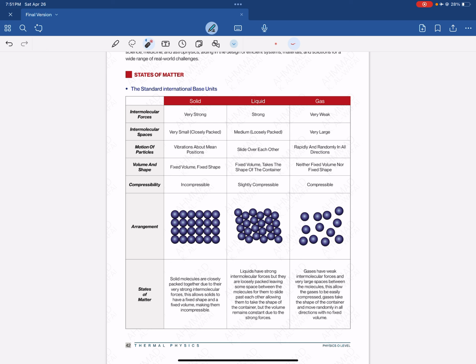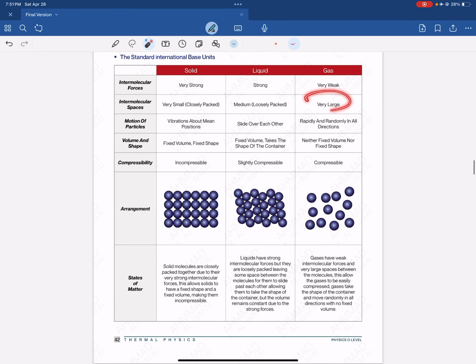In the gases, the intermolecular forces are very weak. They tend to have very large spaces. They move randomly and rapidly in all directions. They don't have a fixed volume or a fixed shape. So they are compressible because they have very weak forces. We can compress them in a cylinder, and therefore in the arrangement they are spread and they do not have any forces between them, so the spaces are very large. All right, so that's the main idea of states of matter.